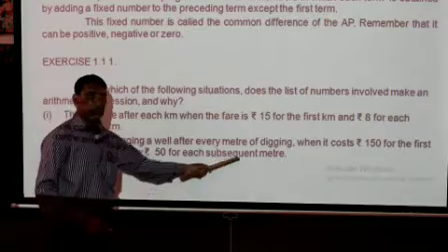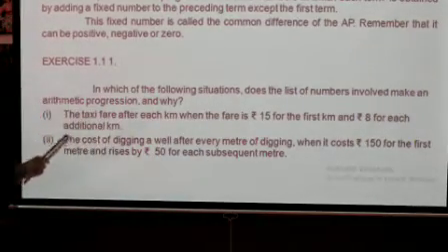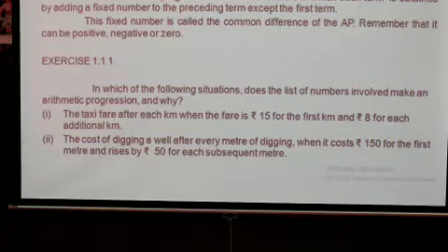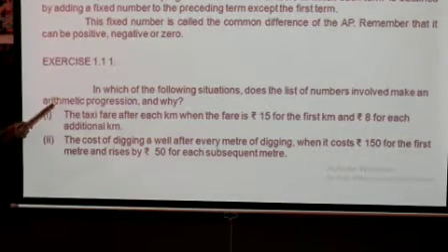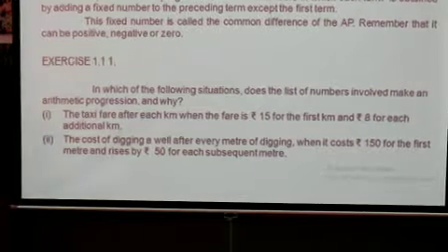You write this one in sequence form, and then check whether it forms an AP or not. Okay, so these two you have to do in your classwork. I am giving these two as homework. Next.